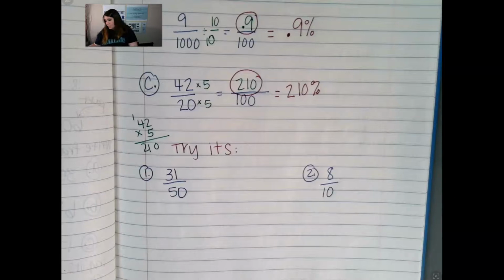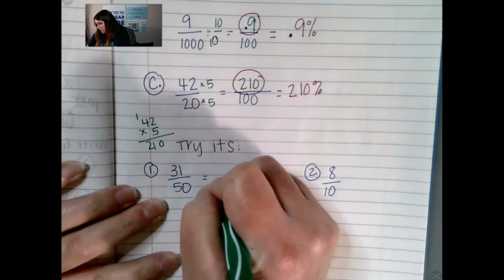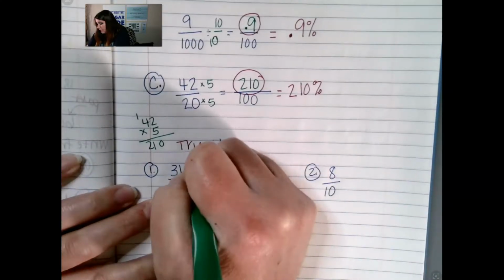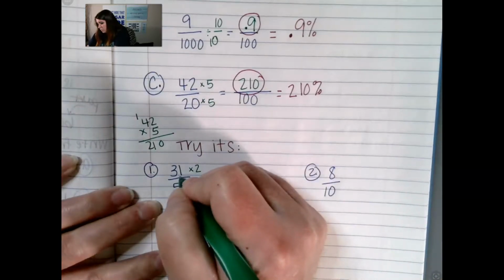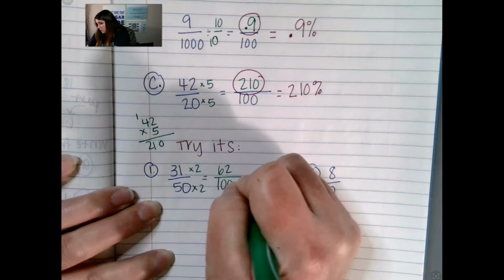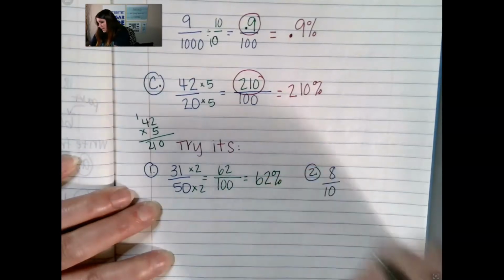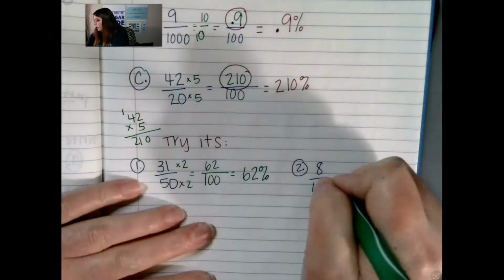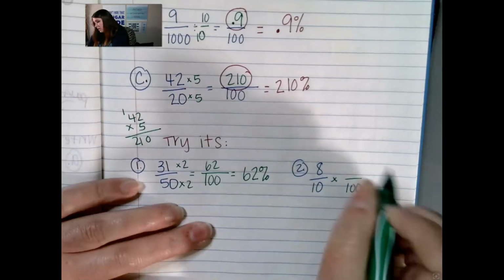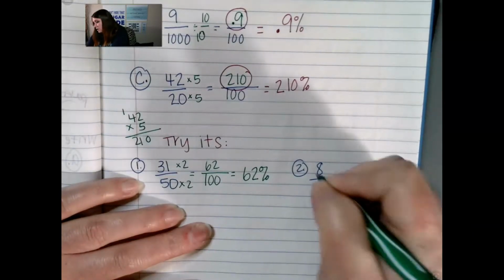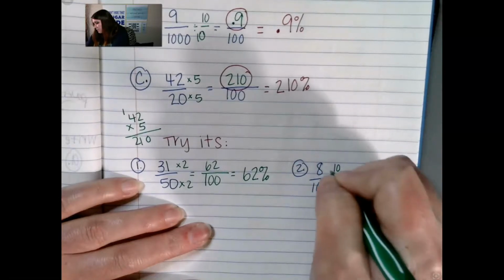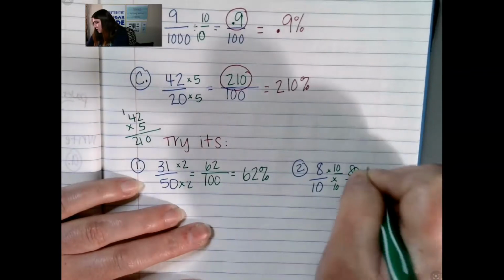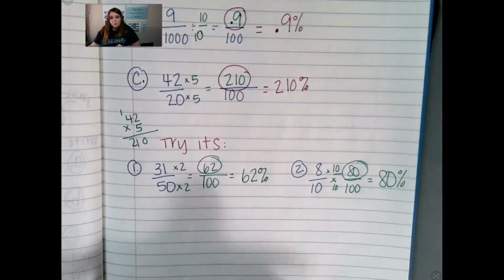All right, so I need to figure out how to get this to be 100. So I'm going to multiply by 2 because 50 times 2 is 100. And 31 times 2 is 62. So this equals 62%. All right, and then the last one. I need to get this out of 100. So 10 times 10 gives me 100. 8 times 10 gives me 80. So this is equal to 80% because I'm taking the number that's on top of the 100.